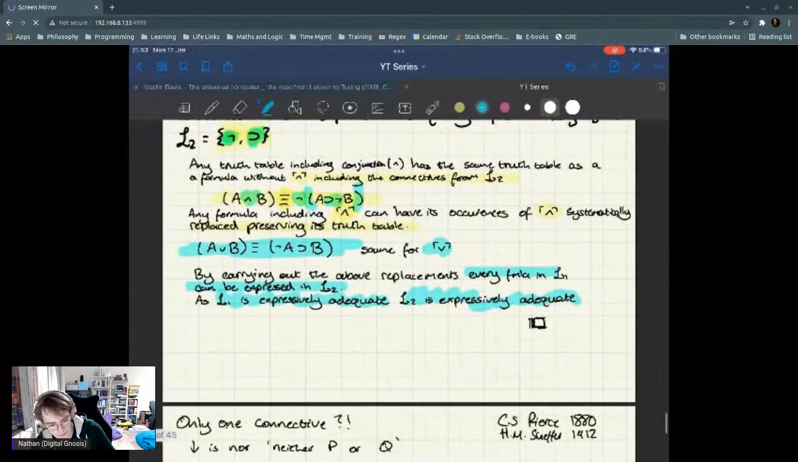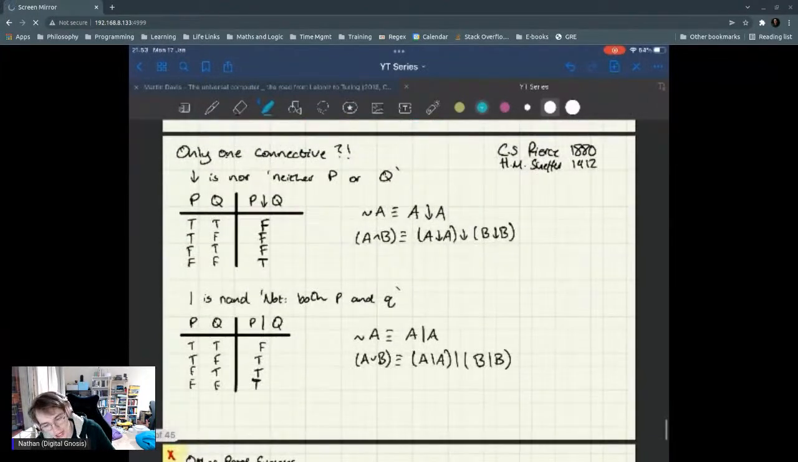But we could even have fewer connectives. There are languages which include only one connective, which are expressively adequate. The first person I'm aware of to talk about this is C.S. Peirce, but perhaps other people did before him. I'm just not aware of that. And also H.M. Sheffer in 1912 has proofs of the same thing. And these two connectives are this one, the NOR, so you can see the truth table for NOR, which is this. And you can see that there's a translation between not and.